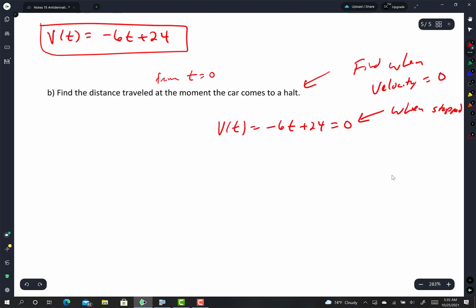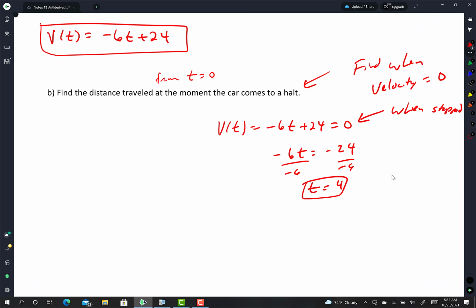So anyways, negative 6t equals negative 24, divided by negative 6, divided by negative 6. T equals 4, and of course, 4 positive seconds. So now that I know that it stops at t equals 4, I'm going to take the antiderivative of this, because I know that at the moment I slammed on those brakes, my initial position was 0. So I know that my c is 0 at t equals 0.